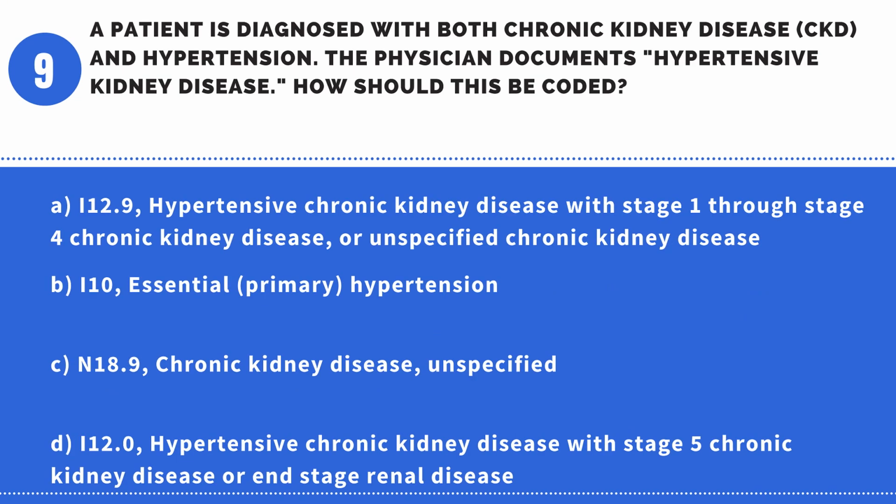Question 9. A patient is diagnosed with both chronic kidney disease, CKD, and hypertension. The physician documents hypertensive kidney disease. How should this be coded? A. I12.9, hypertensive chronic kidney disease with stage 1 through stage 4 chronic kidney disease or unspecified chronic kidney disease. B. I10, essential primary hypertension. C. N18.9, chronic kidney disease, unspecified. D. I12.0, hypertensive chronic kidney disease with stage 5 chronic kidney disease or end-stage renal disease.